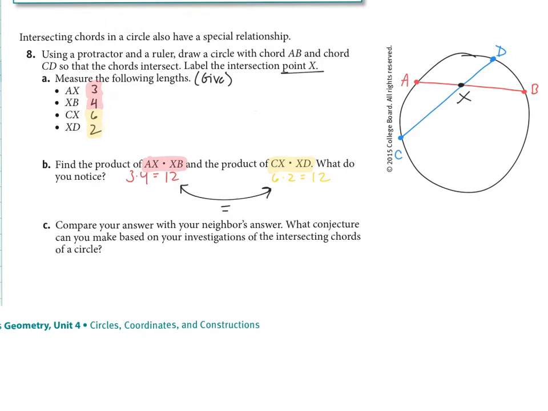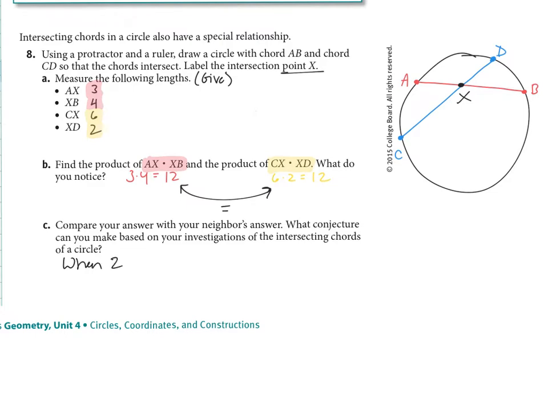So interesting. So it says compare your answers with your neighbor's results. Obviously, we're doing this on a video, so we're going to compare all together, and we're going to see what conjecture we can make based on our investigations about intersecting chords of a circle. So when we have 2 chords that intersect, we're going to see the product of the lengths of one chord, AX times XB, is going to equal the product of the lengths of the other chord, CX times XD. So we're going to go ahead and write that down right now.